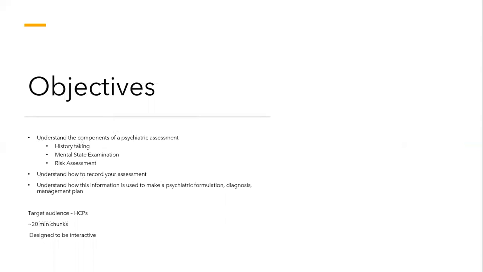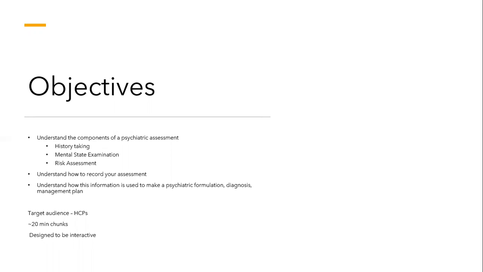So the objectives of this session are to understand the components of a psychiatric assessment, and we'll break that down into the history taking, the mental state examination, and the risk assessment. We're also going to understand how to record your assessment. And we're also going to understand how this information is used to make a psychiatric formulation, a diagnosis or a provisional diagnosis, and a subsequent management plan.